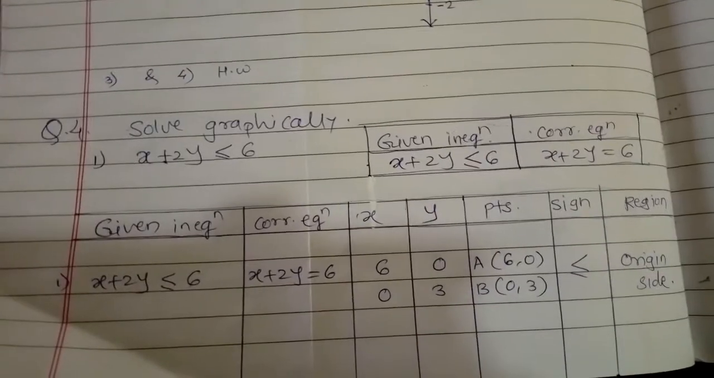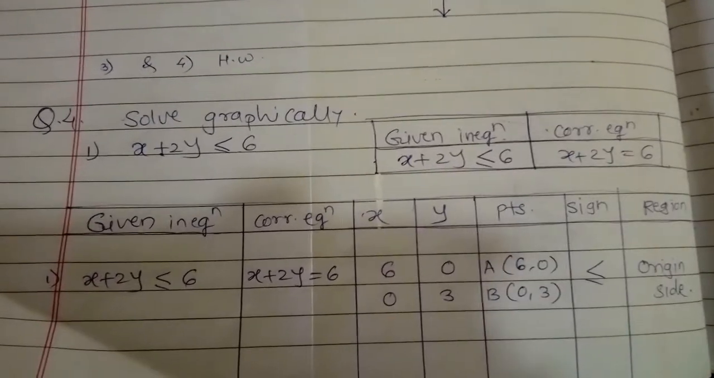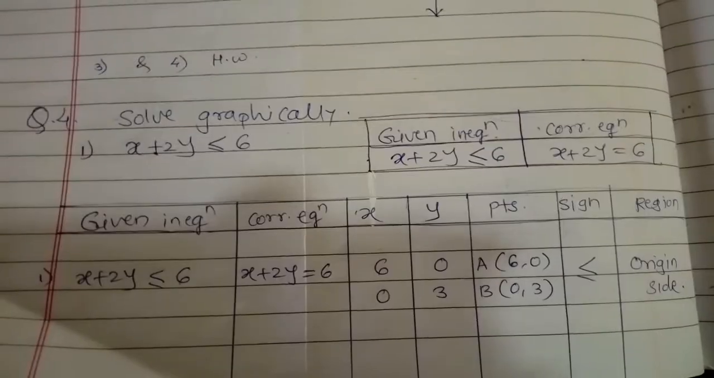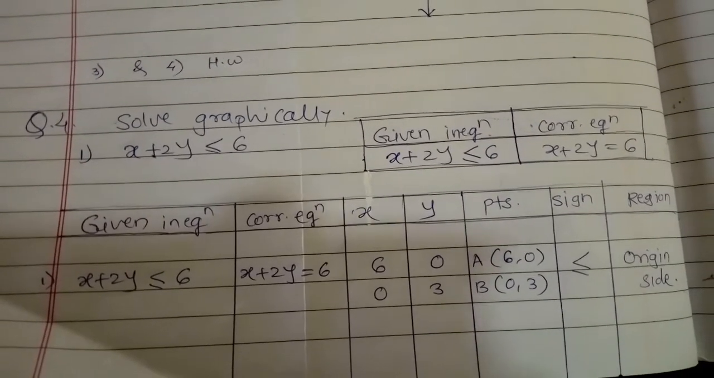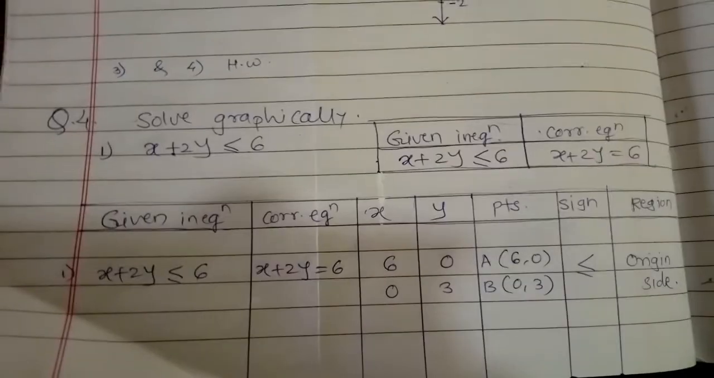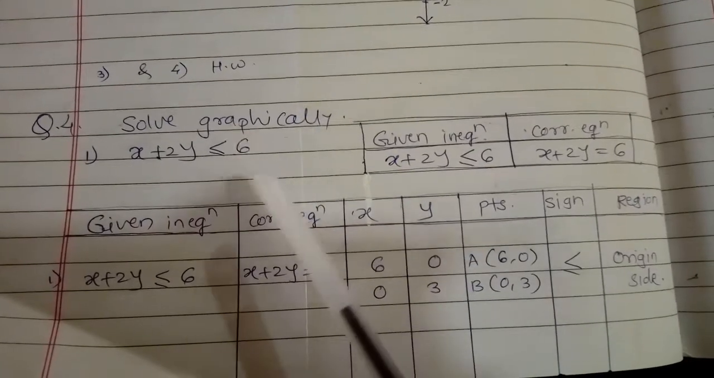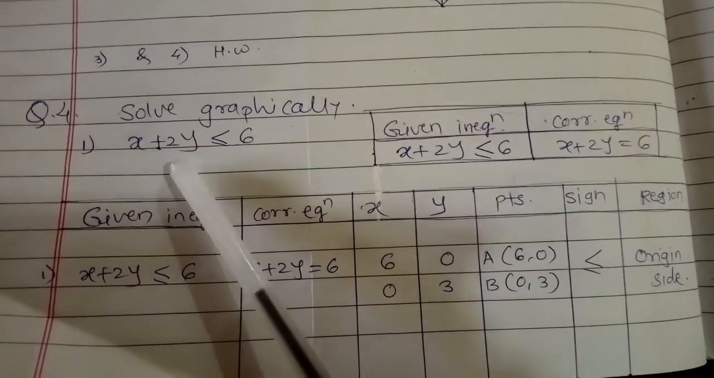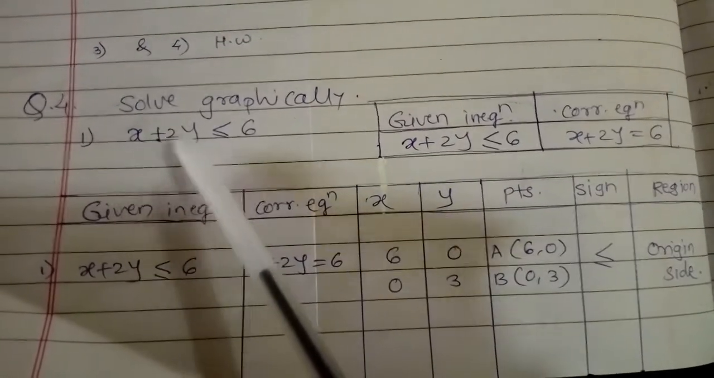Hello students, so I'm going to continue the chapter linear programming of 12th standard, exercise 7.1, question number 4. So now you are given the linear inequation of two variables. See the difference between question number 3.